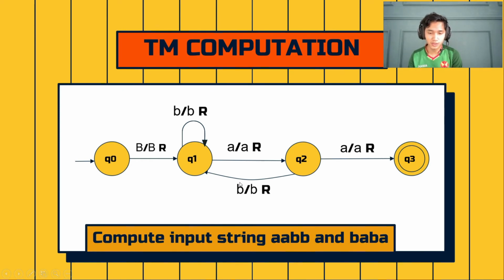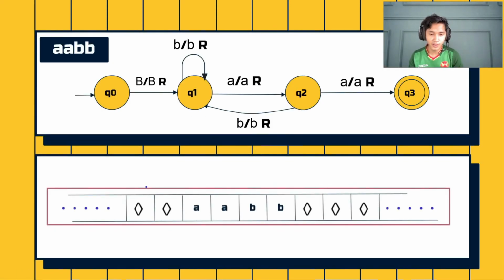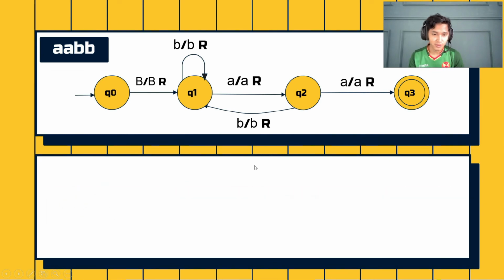So for the example, I will use this Turing machine diagram. I will use a two-input example with AABA and BABA. So let's go to the first string, AABA. Since our tape has a blank input between the strings, we can initialize our first computation with Q0, the initial state, and put the blank input between our strings.